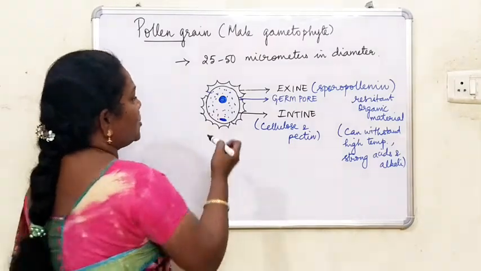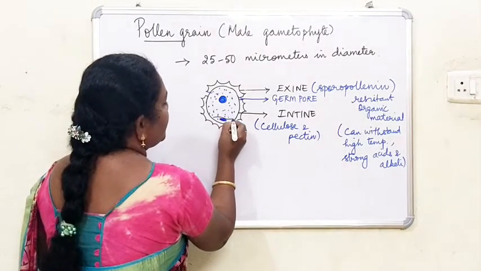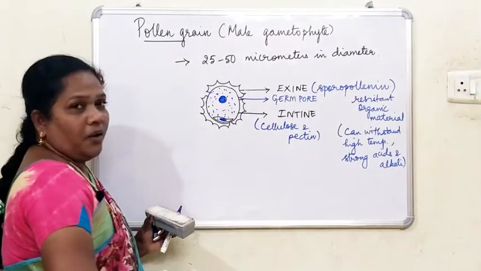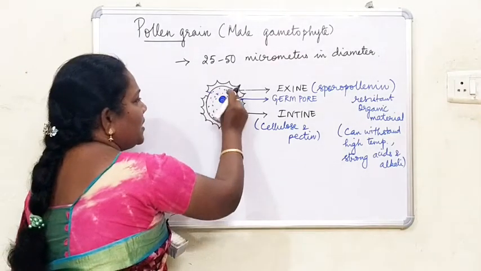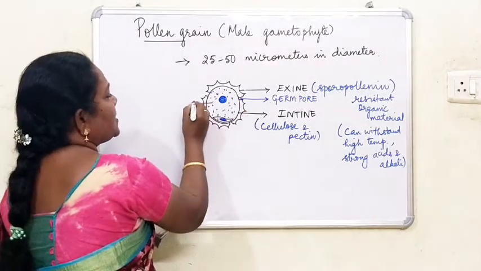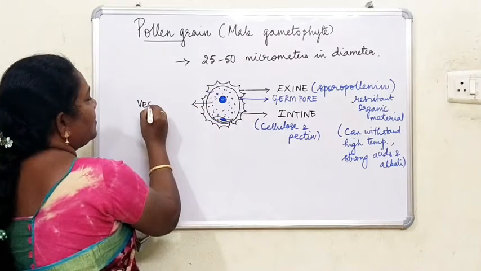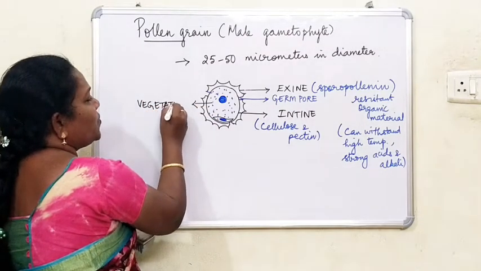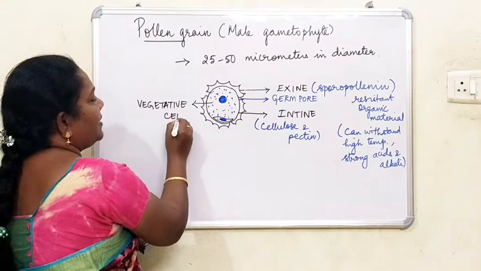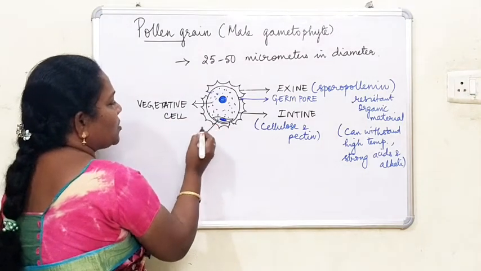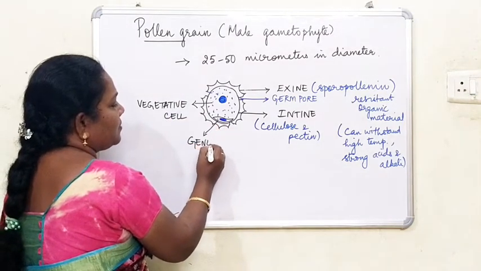In this region you can see the spindle shape. The larger portion is called the vegetative cell, and the smaller portion is called the generative cell.